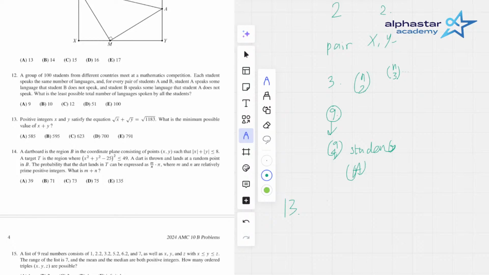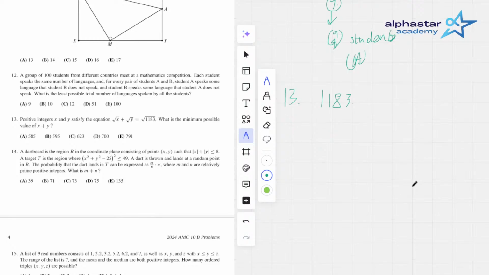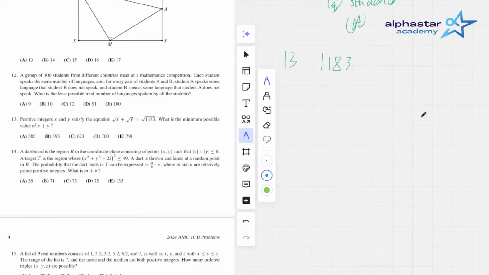Okay, positive integers x and y satisfy this. What's 1183? That's such a weird number. Well, it's not divisible by 2, 3, 5. It's divisible by 7. 1183 divided by 7 is 169, which is 13 squared. So it's 7 times 13 squared. And then, what's the minimum possible value of x and y?